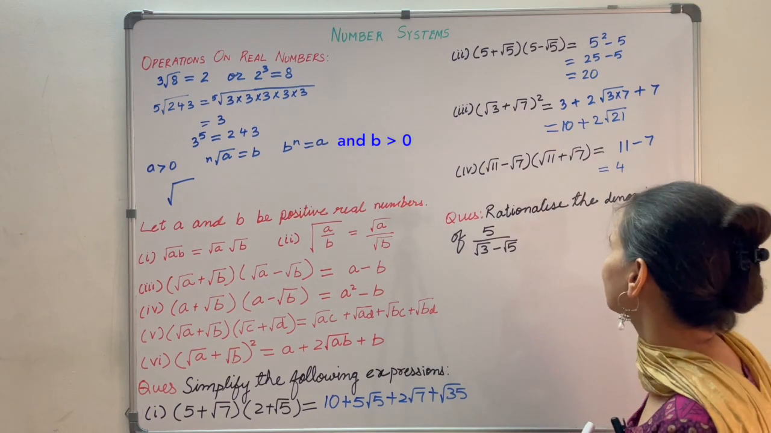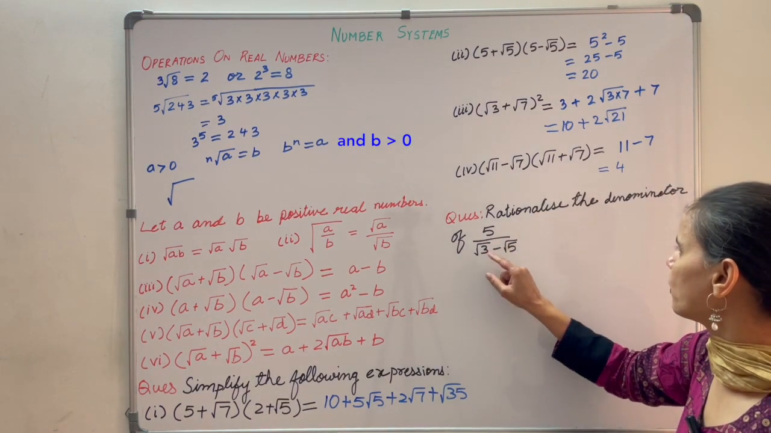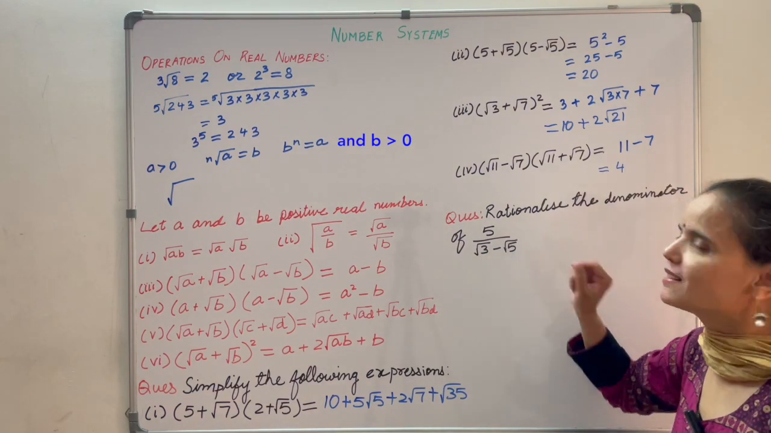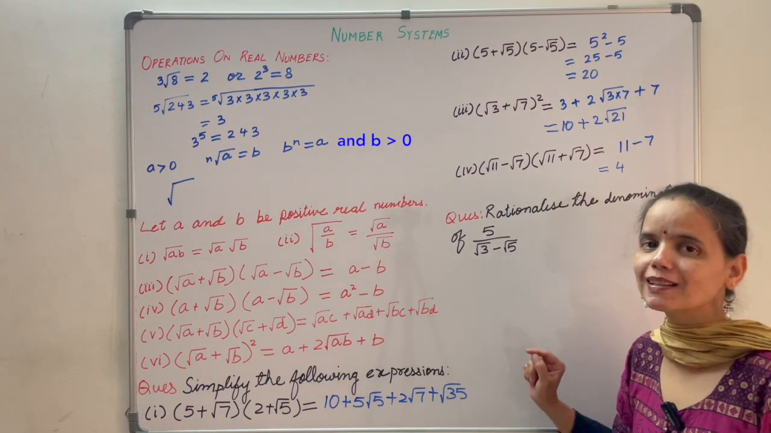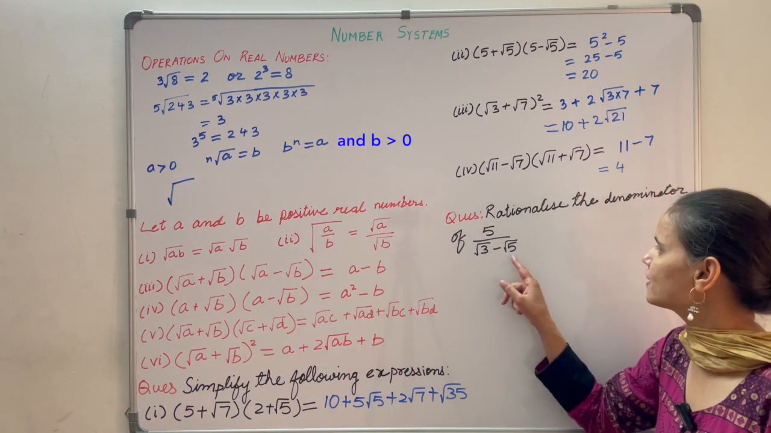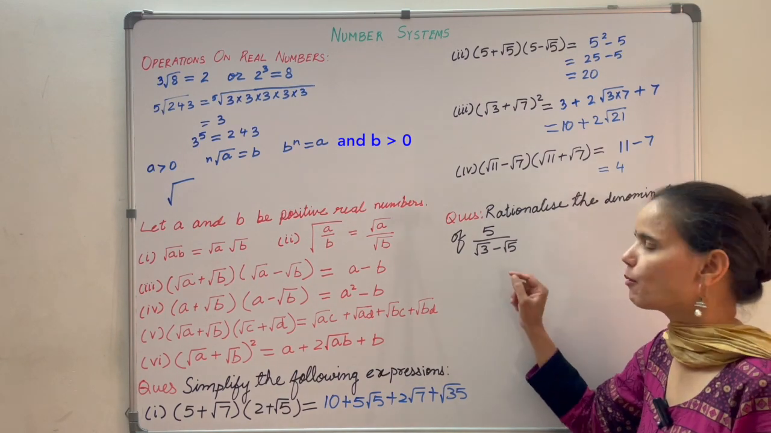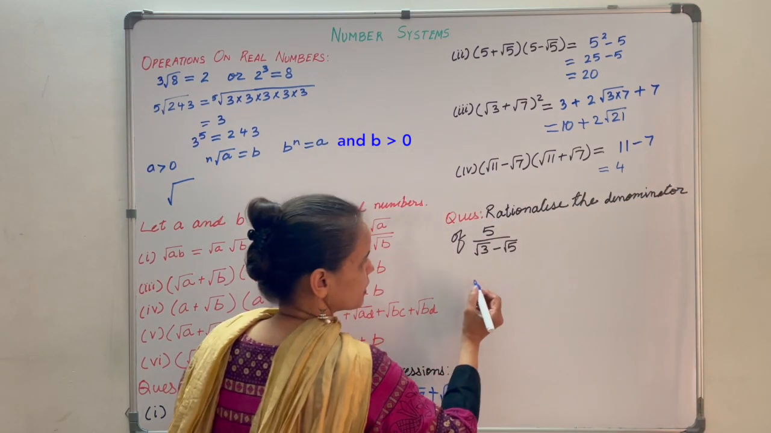Now let us take the next question. Rationalize the denominator of 5 upon root 3 minus root 5. So what do you mean by this word rationalize? It means you have to write down the denominator as a rational number. You can see the denominator is an irrational number. You have to make this denominator a rational number. So what we are going to do? Let me just write it down.